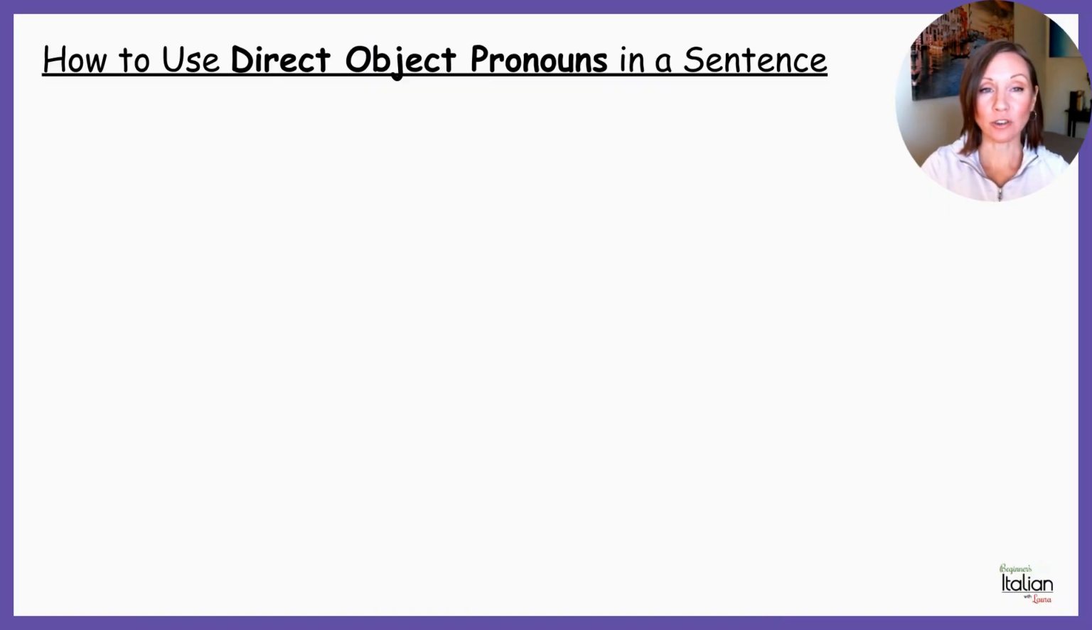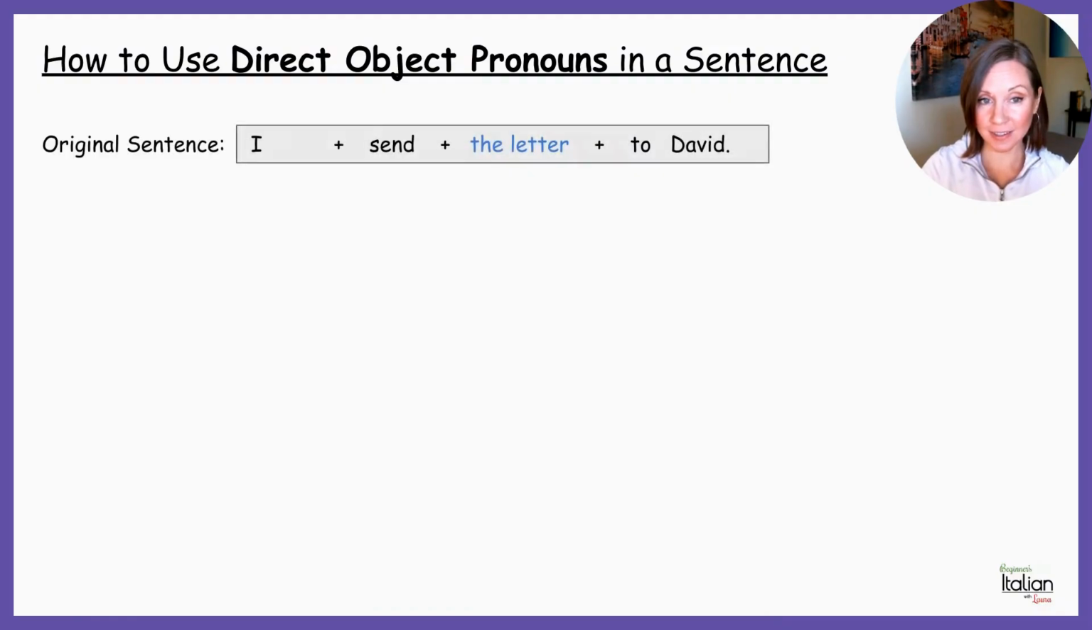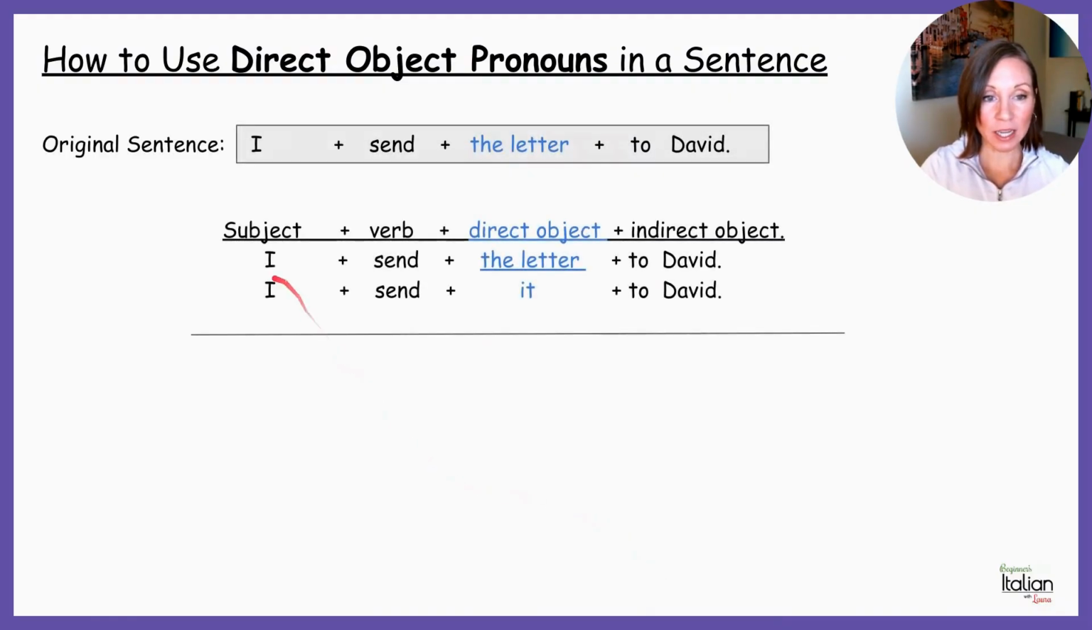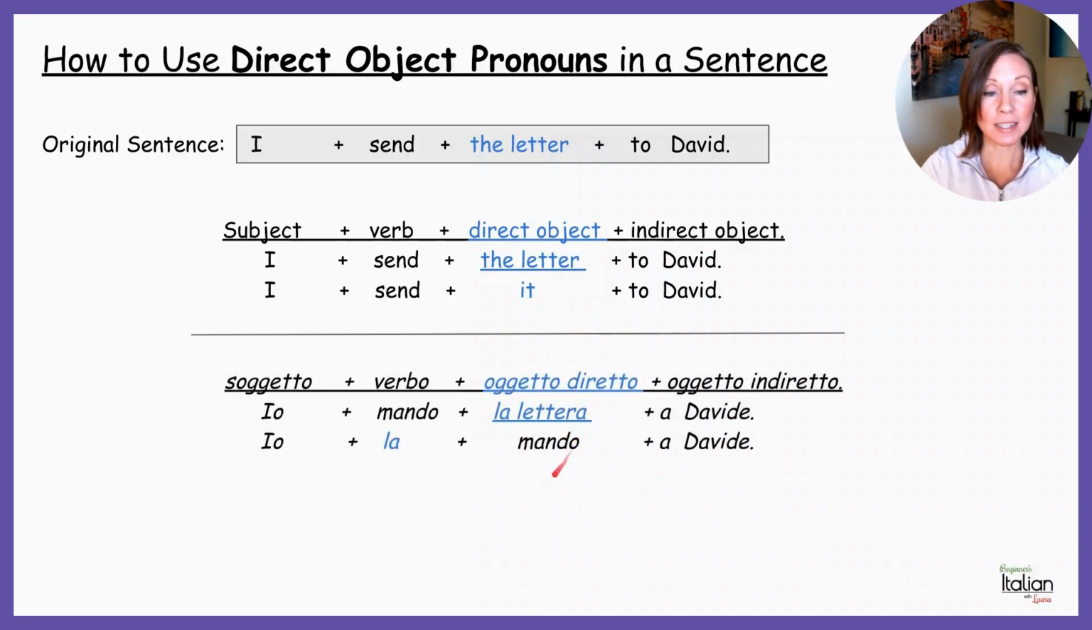So, how to use direct object pronouns in a sentence. So if our original sentence is, in English, I send the letter to David. Okay, so in English, we have the letter is replaced by it. Okay, it being the direct object pronoun. Okay, in Italian, we have io mando la lettera a Davide. Io la mando a Davide. Okay, so as you can see, it changes order a little bit between English and Italian.